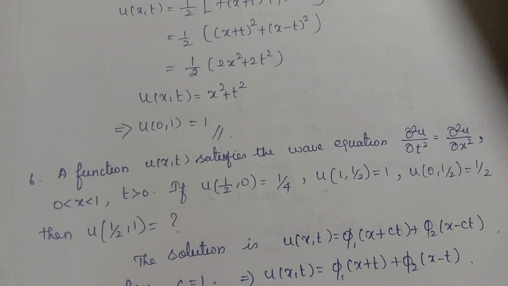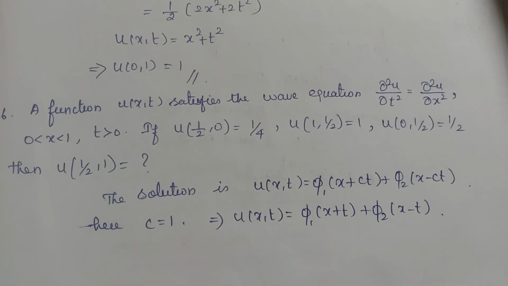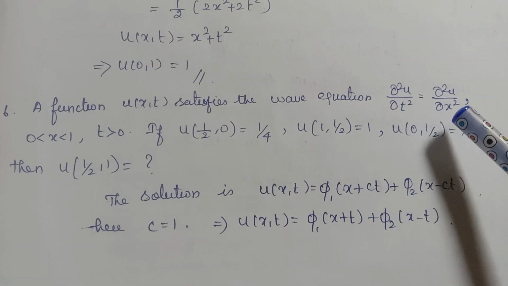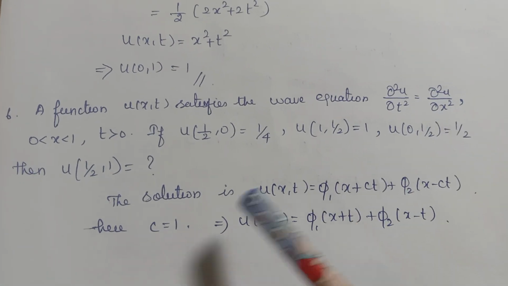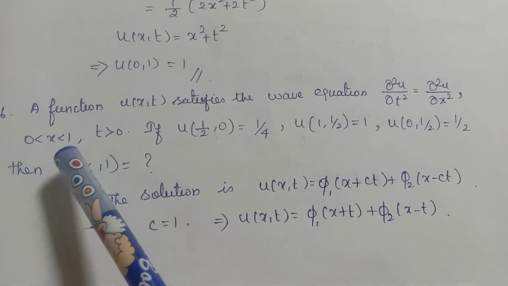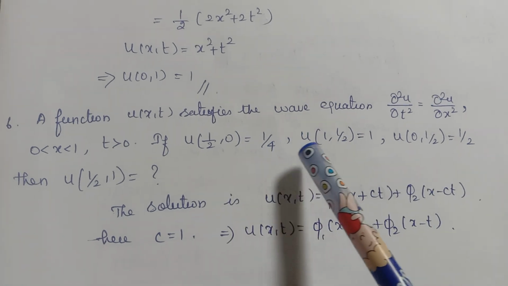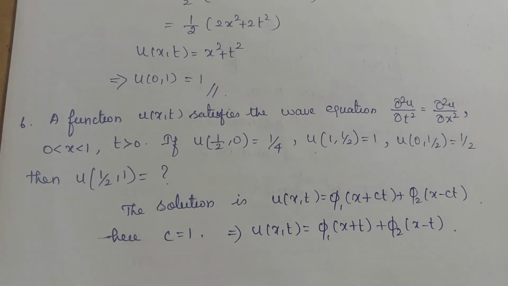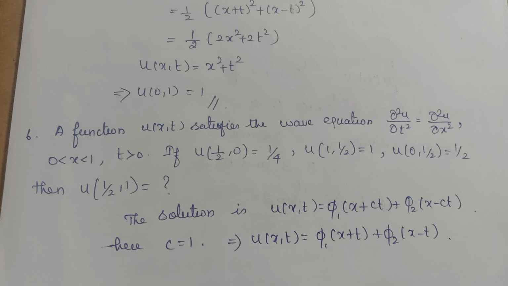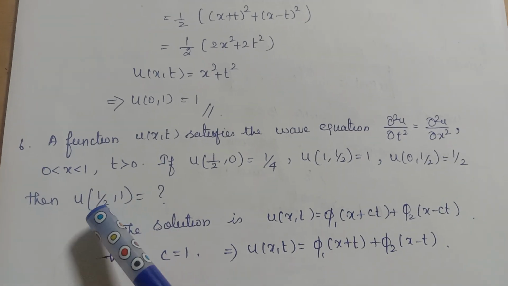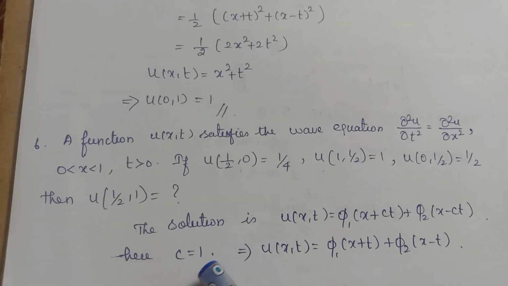Then next problem, a function u of x comma t satisfies the wave equation dou square u by dou t square equal to dou square u by dou x square. This is finite rod case, 0 less than x less than 1, t greater than 0. If u of half comma 0 equal to 1 by 4, u of 1 comma half equal to 1 and u of 0 comma 1 by 2 equal to 1 by 2. What is u of 1 by 2 comma 1?